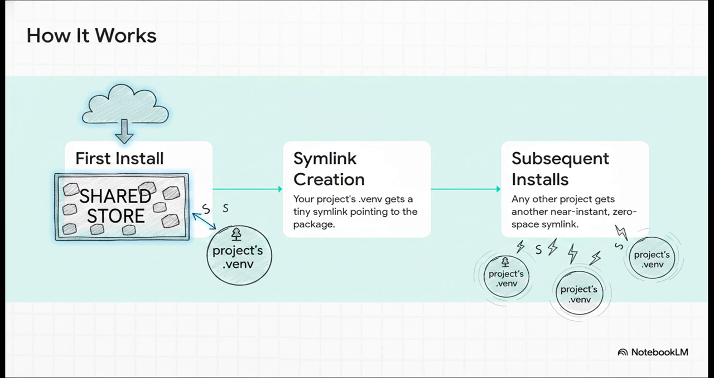So how does this work in practice? It's actually a super simple three-step dance. 1. The very first time you install a package, pepip downloads it and puts it in that central shared store. 2. It then creates a teeny tiny shortcut, that's our symlink, inside your project's environment. And 3, from that point on, any other project that needs that exact same package version just gets another one of those almost instant zero-space symlinks. That's it. No more re-downloading.